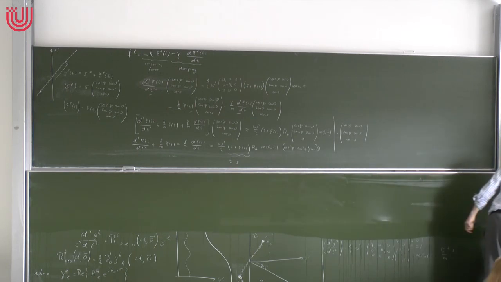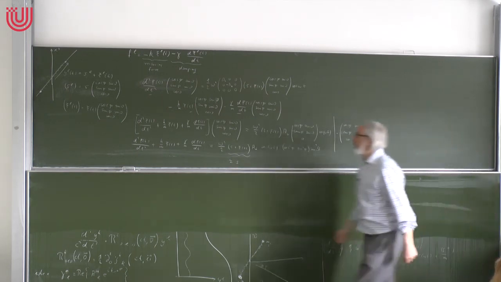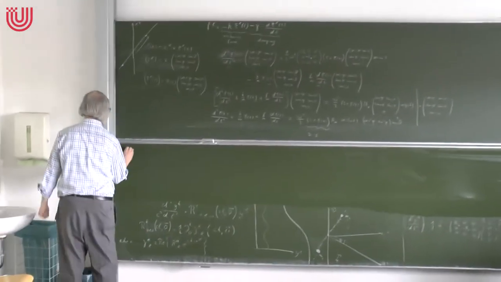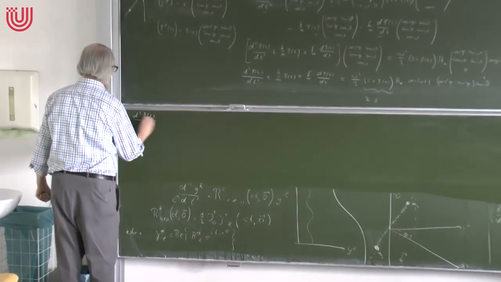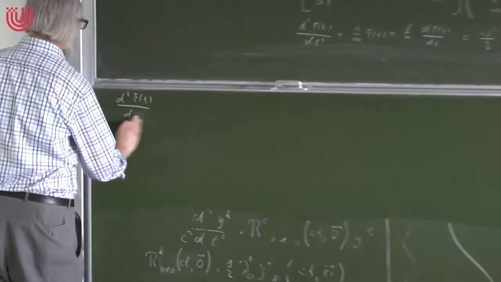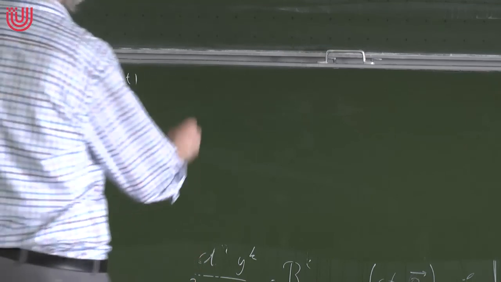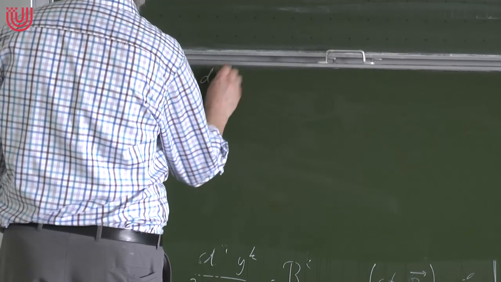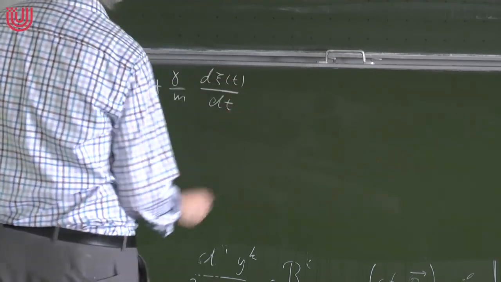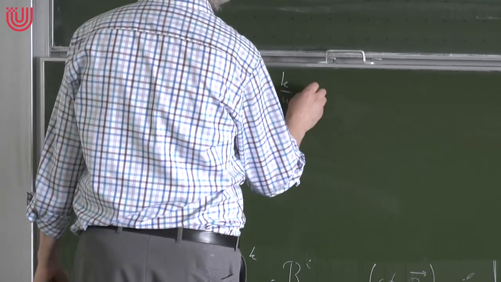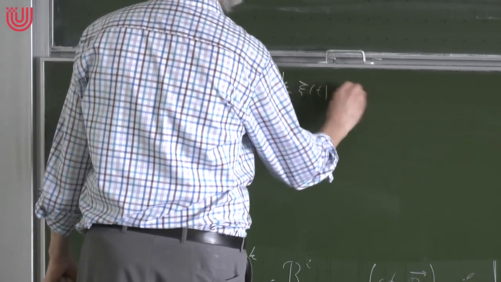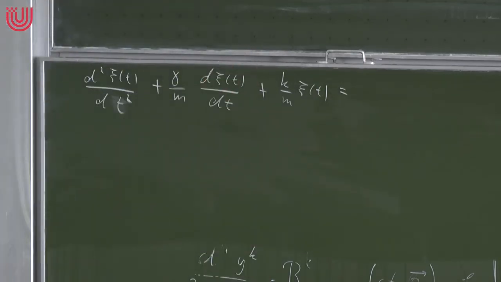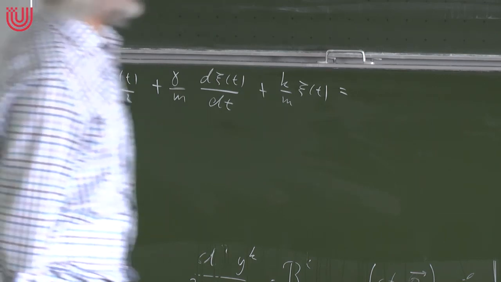So our differential equation is the following. Second derivative of the elongation psi with respect to t, of course. Then I order them with respect to the degree of the derivative. So the next term is then gamma over m times the first derivative, plus k over m psi of t. So you see that's the left-hand side of a damped harmonic oscillator equation, right? And we have a driving force on the right-hand side.